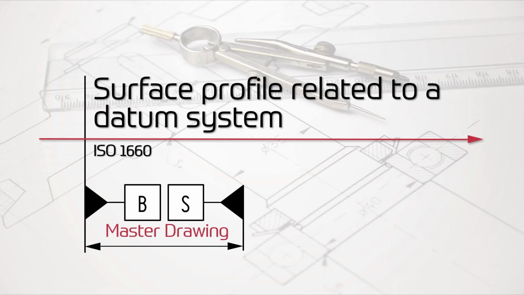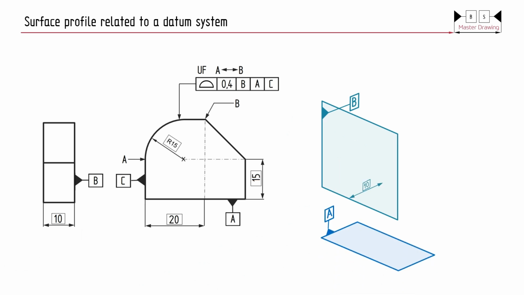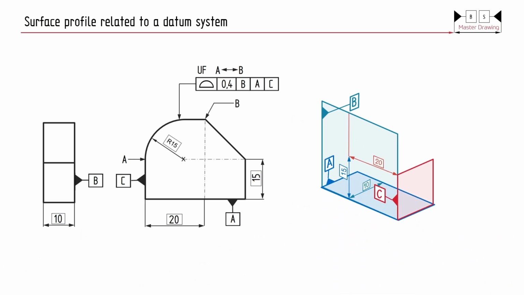The drawing specifies a surface profile tolerance of 0.4 mm related to the BAC datum system, which consists of three perpendicular planes with orientation constraints between them. The arrow indicates the tolerance feature, called the theoretically exact feature. In this case, the shape of a profile is defined by theoretically exact dimensions, shown in rectangular frames. Another way to define them is by using, for example, a CAD model.